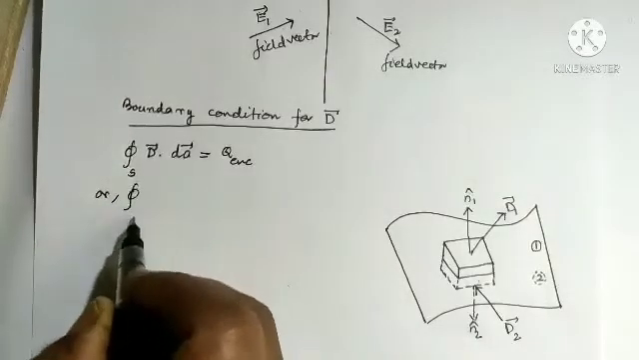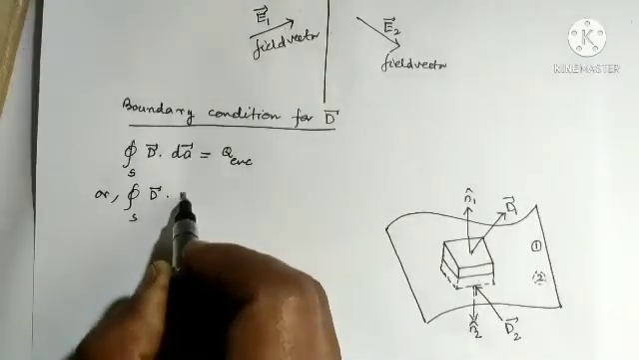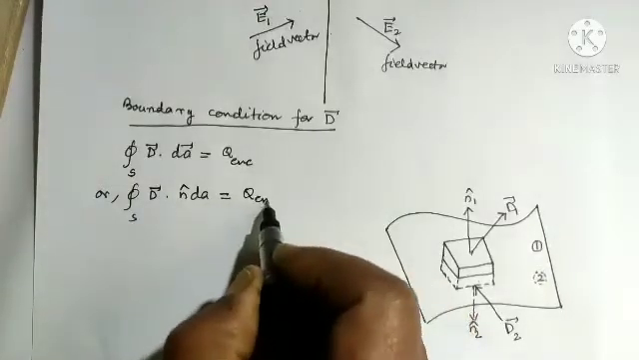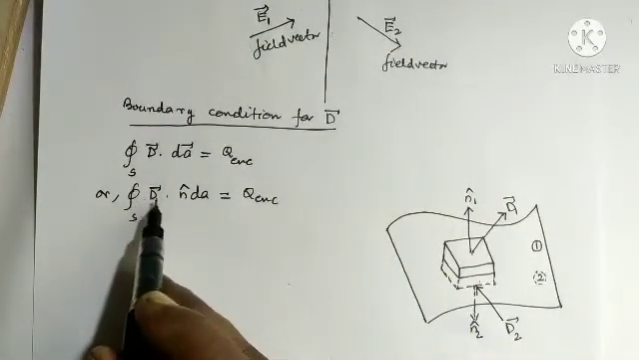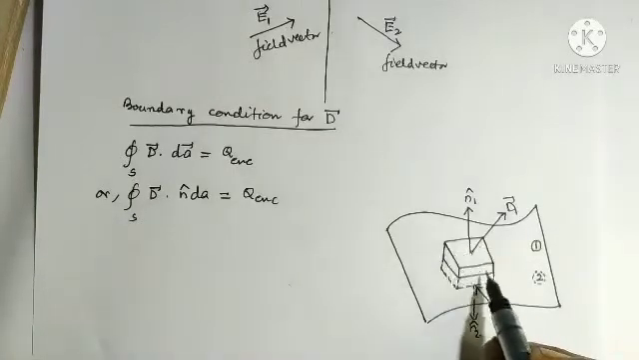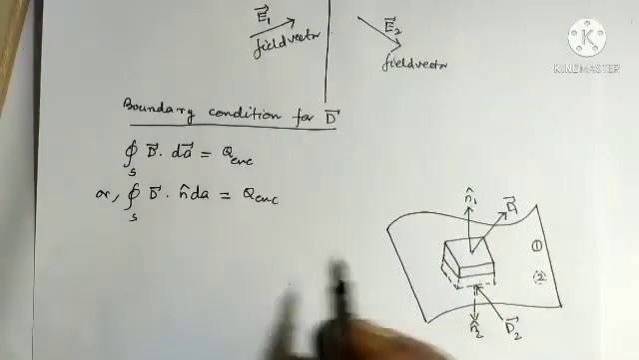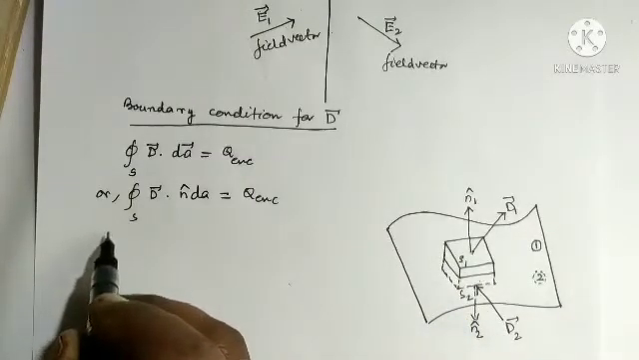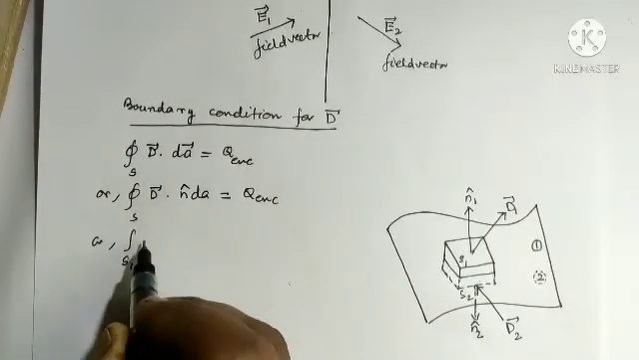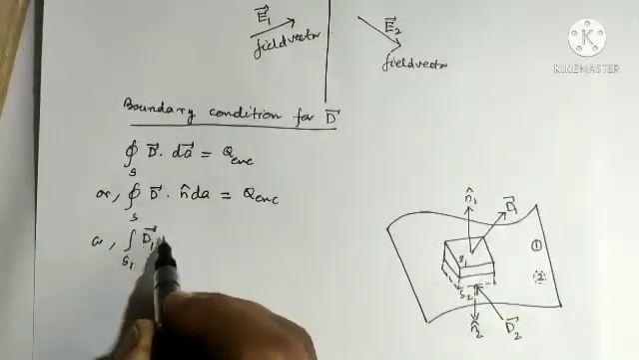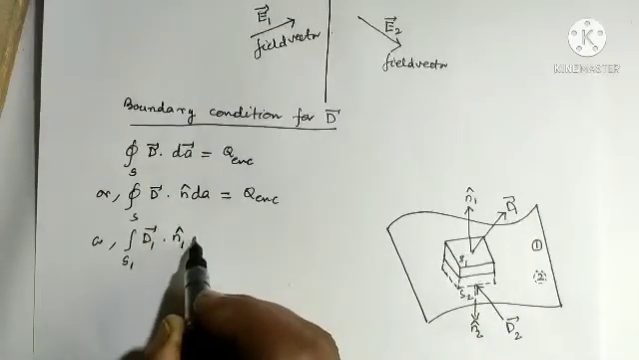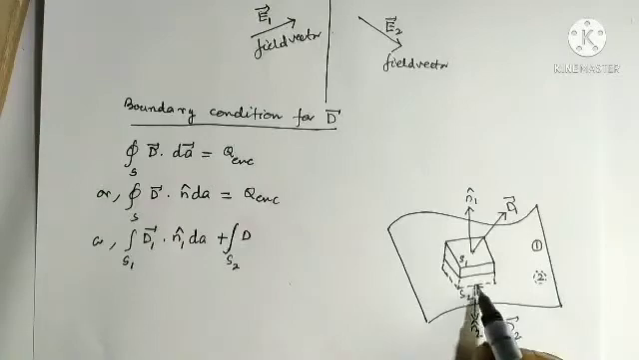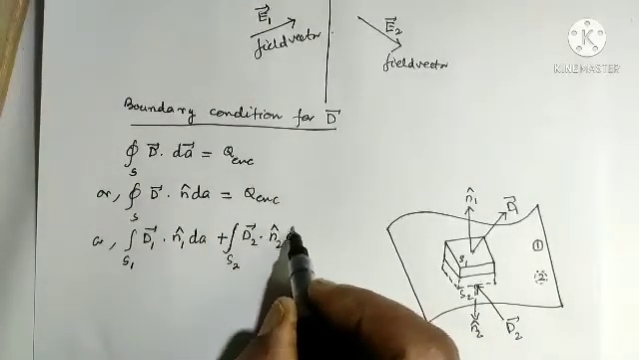It can be written as the surface integral of D vector dot area vector, that is n cap dA. n cap is a unit vector normal to the surface area. So this is equal to Q enclosed. Let us apply the surface integral on this pillbox. Suppose S1 is the top surface and S2 is the bottom surface. So it can be written as the surface integral over S1 of D1 dot n1 cap dA, then on the bottom surface, plus the surface integral over S2 of D2 dot n2 cap dA.